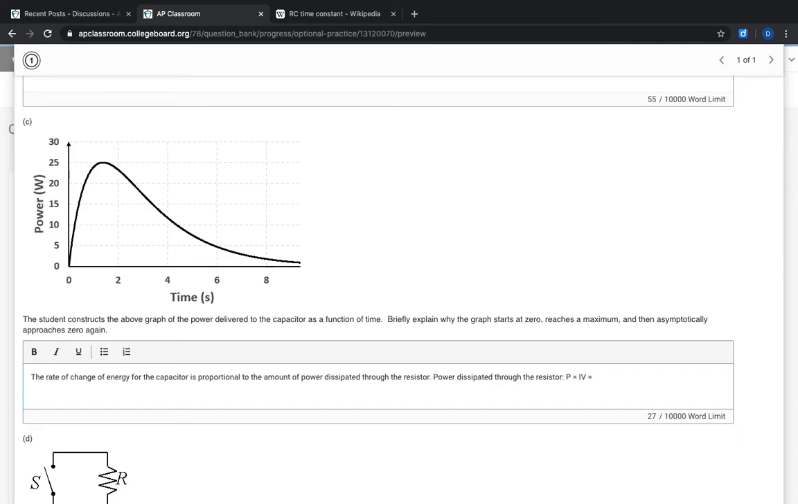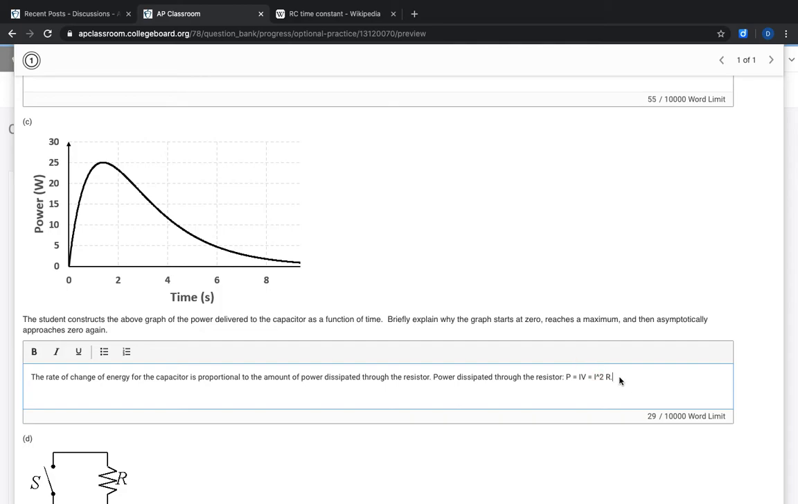So we could do V equals IR, and we end up with I squared times R. Okay, and so resistance doesn't really matter. I mean, it does, but it's not changing, right? The resistance isn't changing. If we look at current, power is proportional to current squared, right?